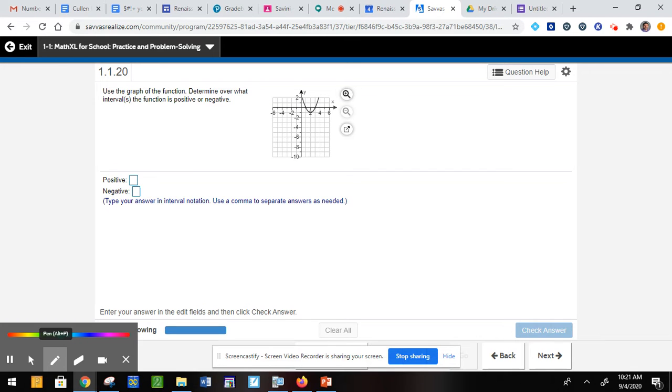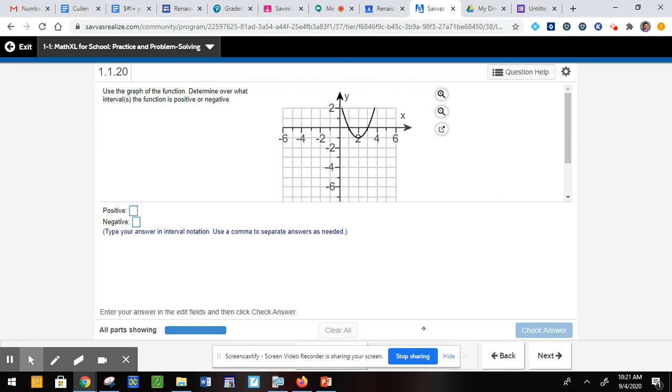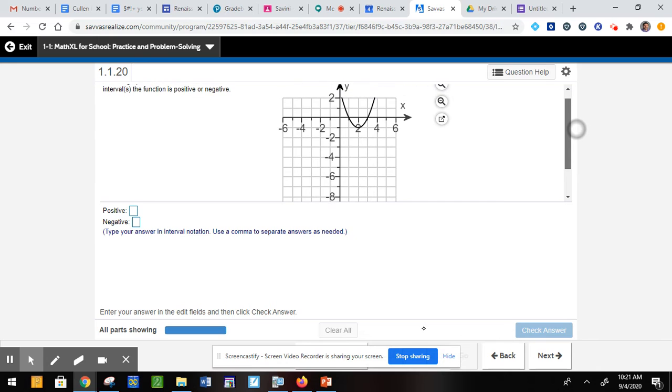The first part of the question is asking you to get where the function is positive. You know what, the first thing I'm going to do is zoom in, a little easier to see. Okay, the function is positive where I'm going to highlight green. All right.